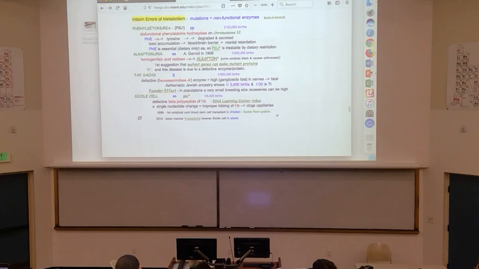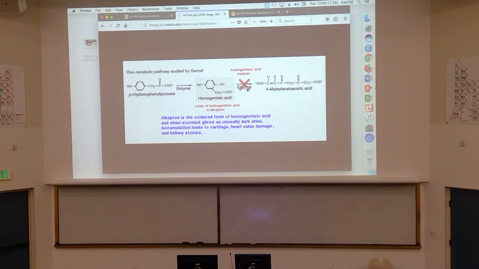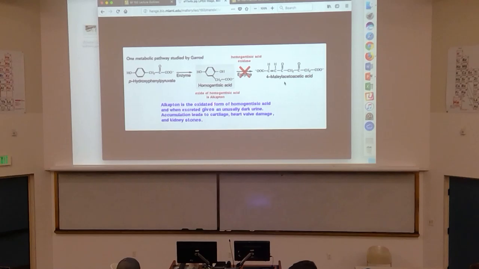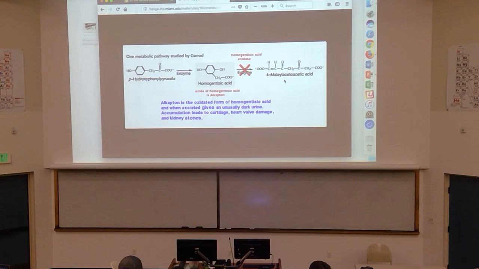Alkaptonuria is another example. In this particular case, the recessive condition, described in the early 1900s by Garrod, is a defective enzyme that breaks down homogentisic acid. The enzyme is defective, so homogentisic acid is not broken down. It begins to accumulate. It does have some disease side effects, particularly leading to damage in cartilage and heart valves.